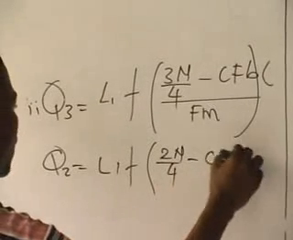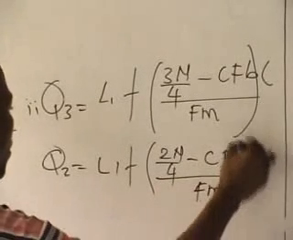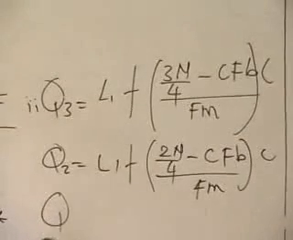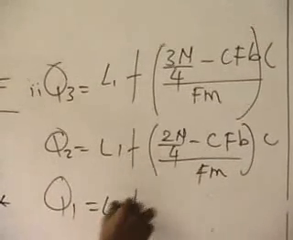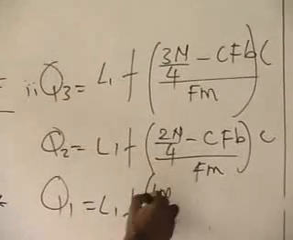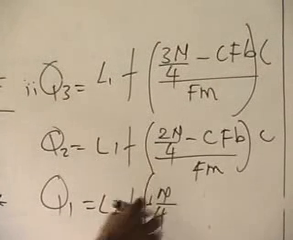Then minus CFB, all over FM, bracket C. If I'm looking for the lower quartile, which is 1, called L1, plus what do you have here? 1. 1n is still the same thing as n. So that's why the 1 is not written.